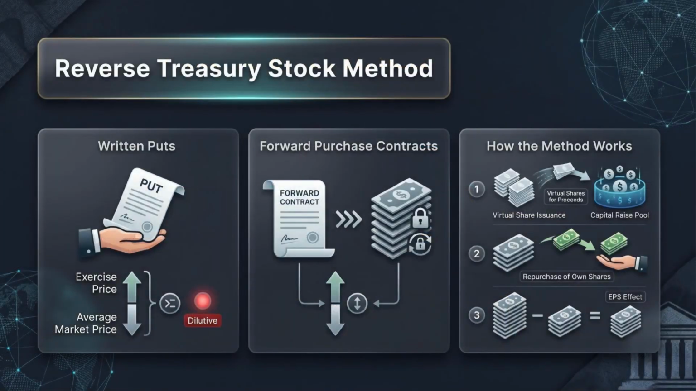The reverse treasury stock method applies to certain own share repurchase contracts, such as written puts or forward purchase contracts. Think of it as the mirror image of the treasury stock method. Ordinary options model possible share issuance. These contracts model possible share repurchase obligations. The method considers whether the entity may need to issue shares at the average market price to fund the repurchase obligation, and only the net effect enters diluted EPS.